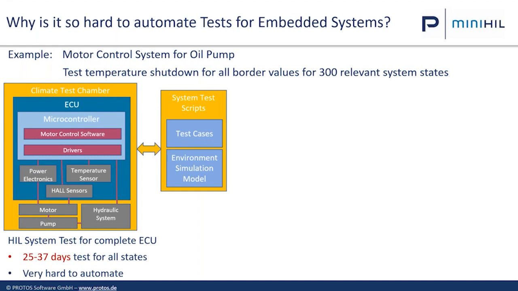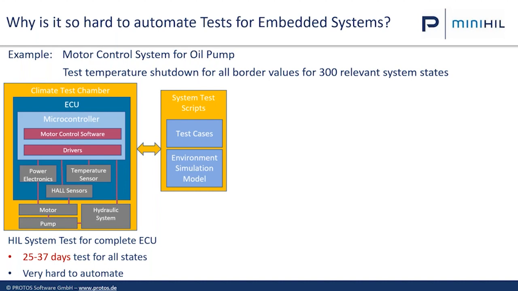What they had before, they had a climate chamber with a complete ECU, with the power electronics, with all the sensors, and even the real motor, the pump, and the hydraulic system. So the climate chamber is really big, 2 meters by 2 meters or something like that, and it's very slow. Theoretically, they would have needed around 30 days to test all those border values or boundary values. And so it never happened, because usually after a couple of hours, the system fails.